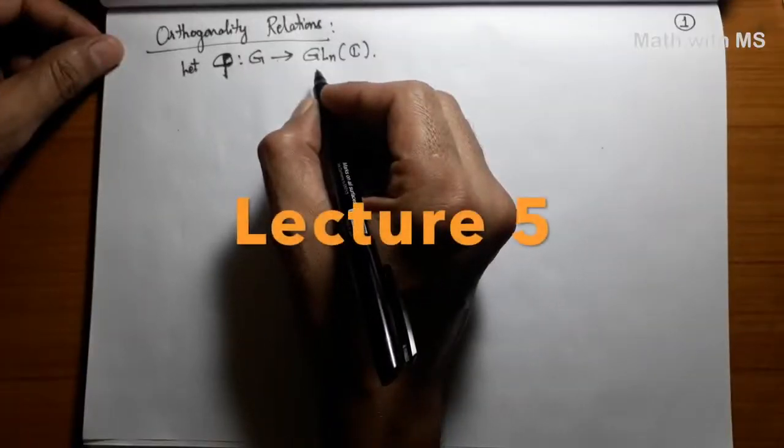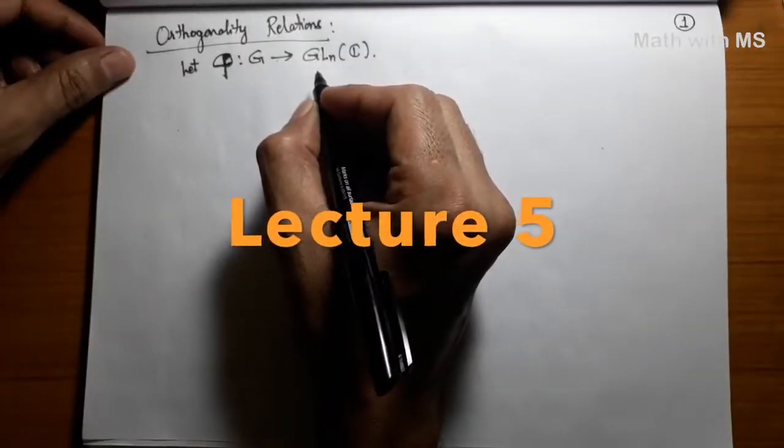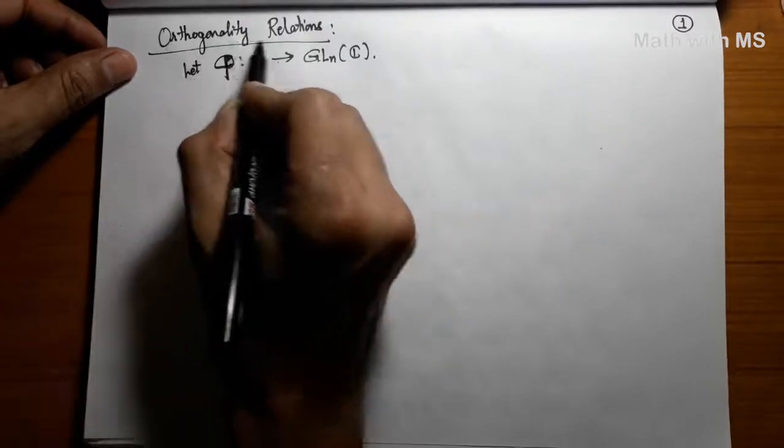Welcome to the fifth lecture of the course Representations of Finite Groups. So today we are going to talk about orthogonality relations.